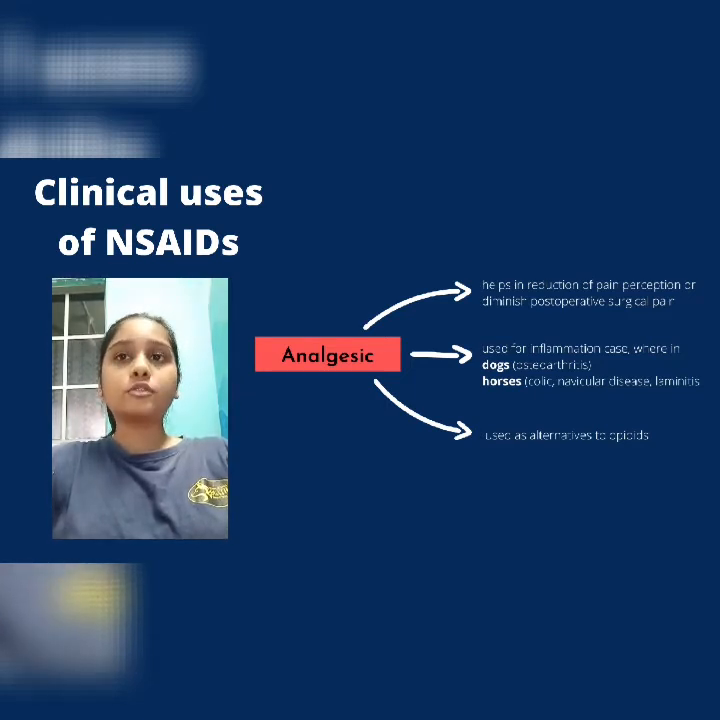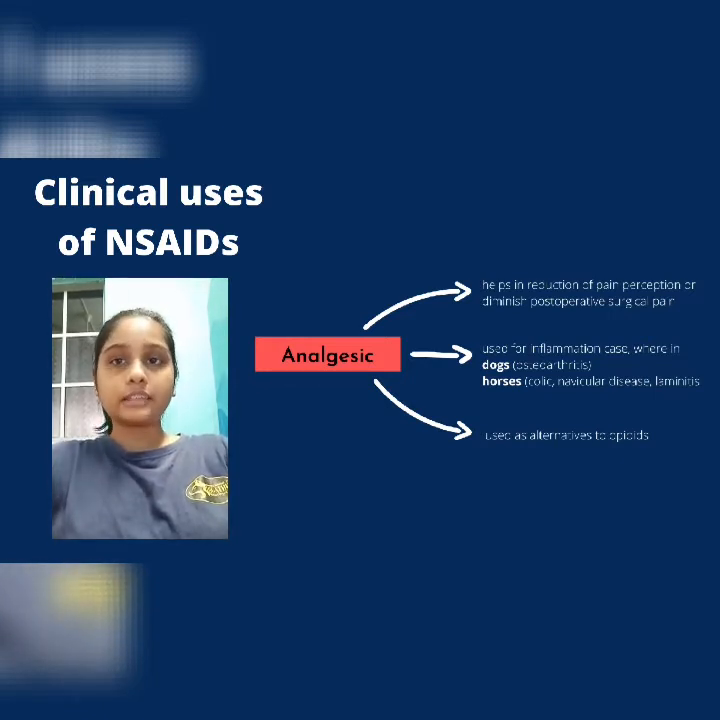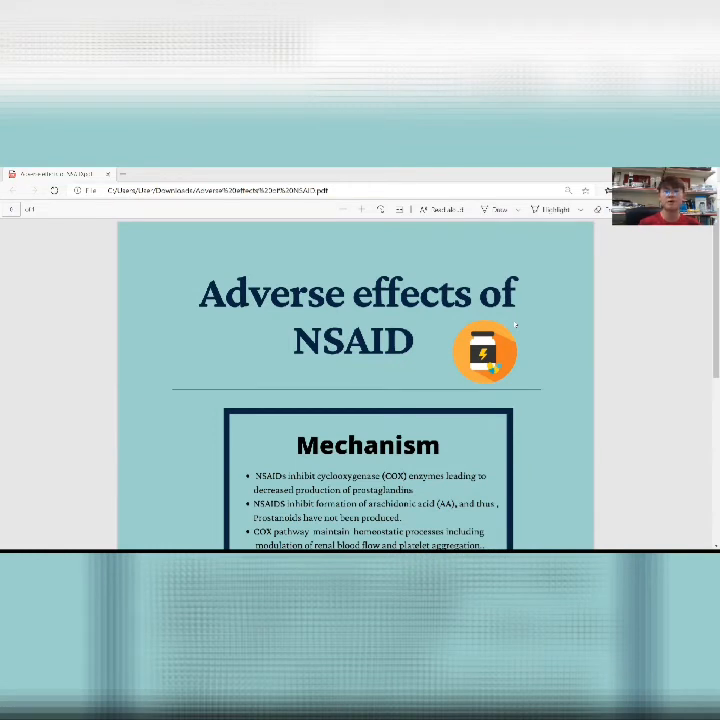Fourthly, NSAID is also used as an alternative to opioids. NSAID is as effective as an analgesic like opioids to control perioperative pain. It is also a long-acting drug and it doesn't possess side effects on the CNS like opioids. That's why it is generally used as an alternative to opioids and also to extend the duration of analgesia which was initially initiated by opioids.